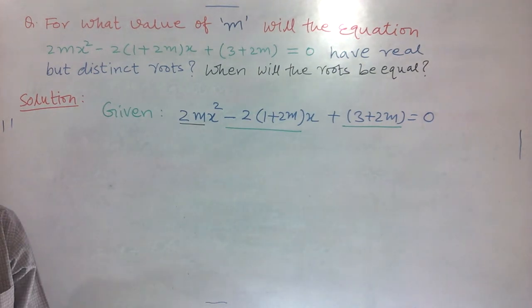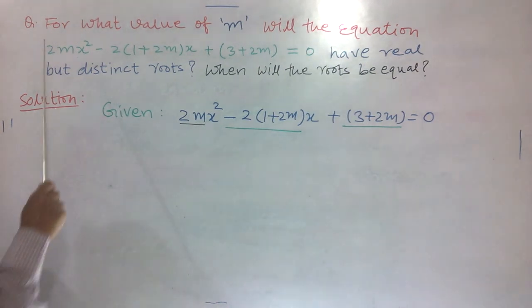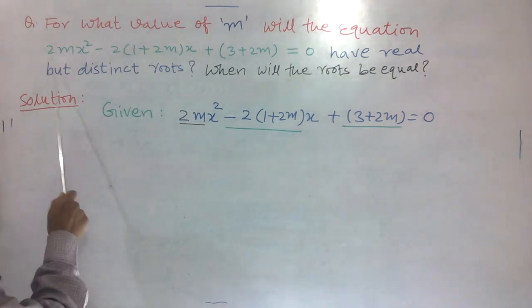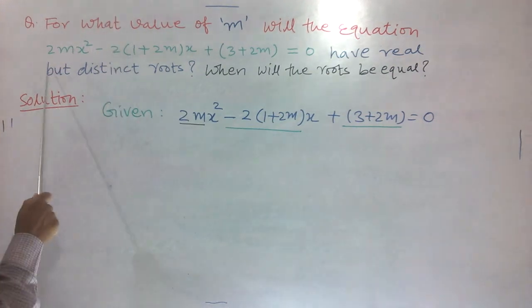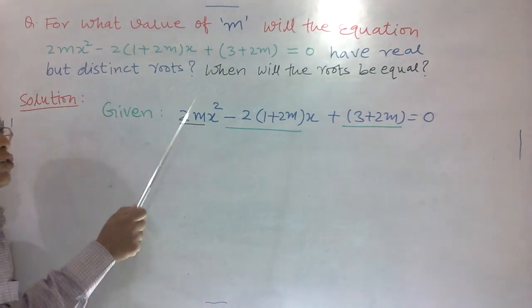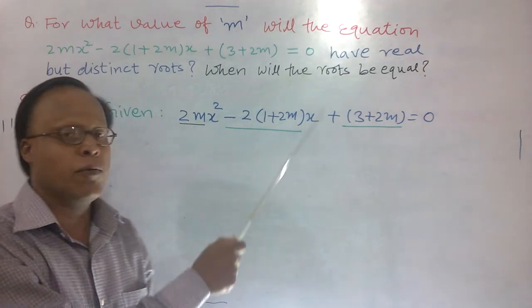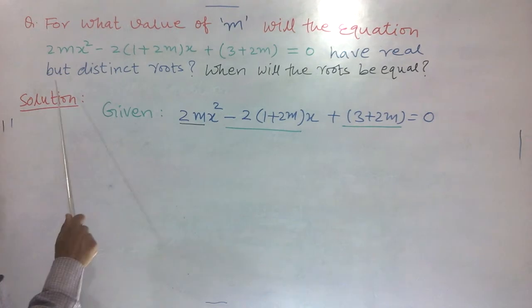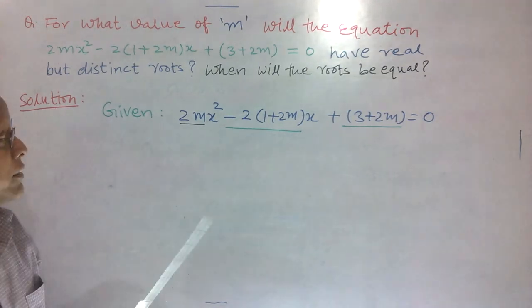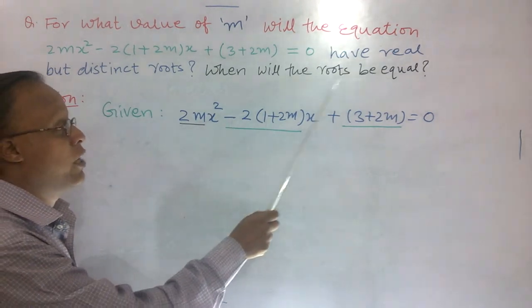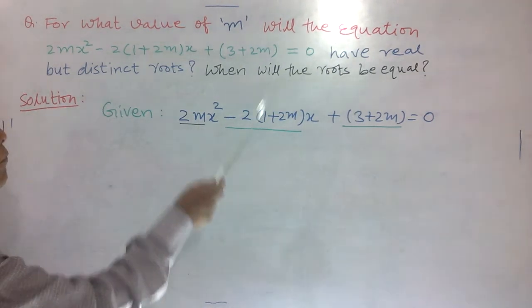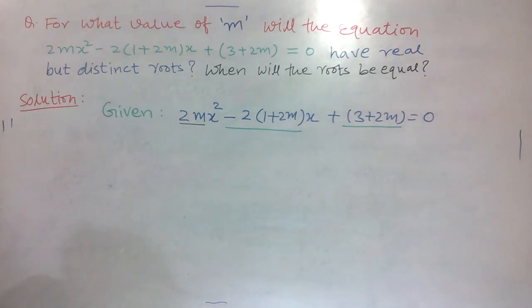ओके, लेट्स स्टार्ट। Question is, for what value of m will the quadratic equation 2m x square minus 2(1 plus 2m) x plus 3 plus 2m equal to 0 have real but distinct roots? Question part 1. And second part, when will the roots be equal? So to solve this type of problem, remember, first you write down your given quadratic equation.